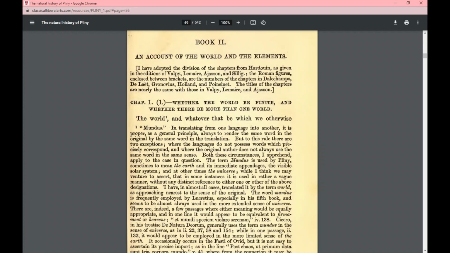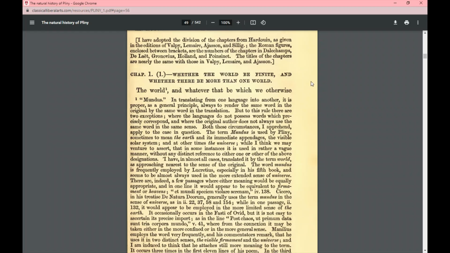Chapter 1, let's take a quick survey. Chapter 1, whether the world is finite, whether there is more than one world. And this is a question that scientists today are still arguing about. We sent a rover to Mars. Why did we send a rover to Mars?